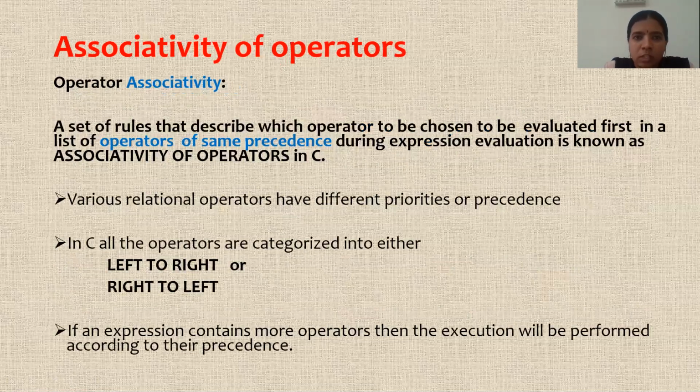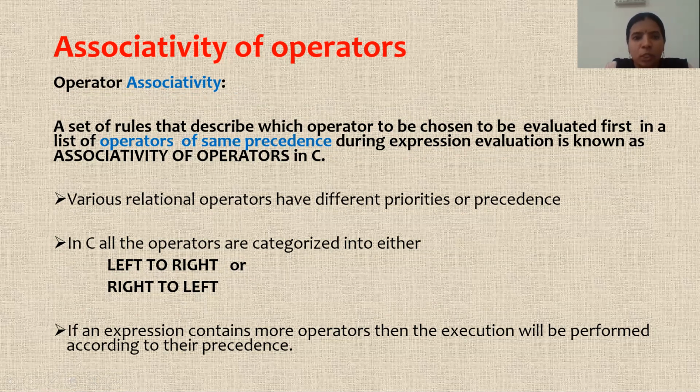Then comes associativity. There is another kind of rule called associativity. For example, friends, consider an expression where I wrote x is equal to 2 plus 3 minus 5. Now here comes a dilemma as to whether to execute plus or minus. In this case, both the operators plus and minus have the same rank. So how do I proceed? Associativity is a set of rules that describe which operator is to be chosen to be evaluated first in a list of operators of the same precedence or priority. There might be more than one operator at the same level. How you choose what to execute first is determined by a set of rules called associativity.